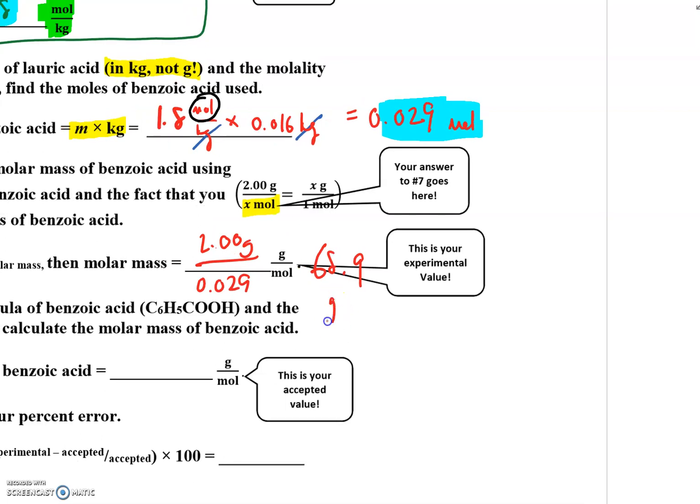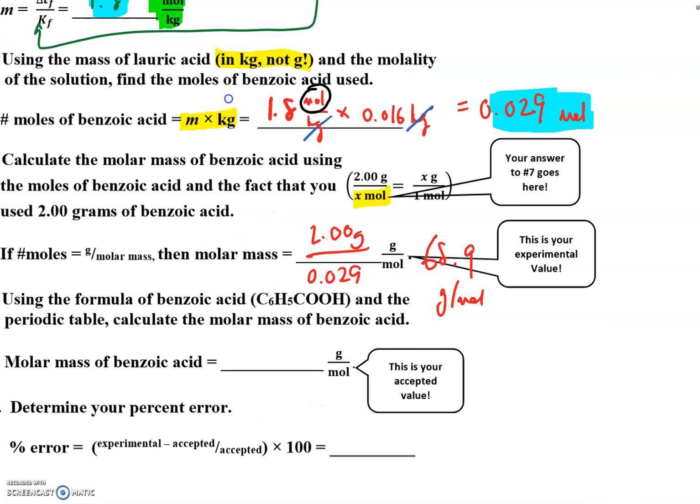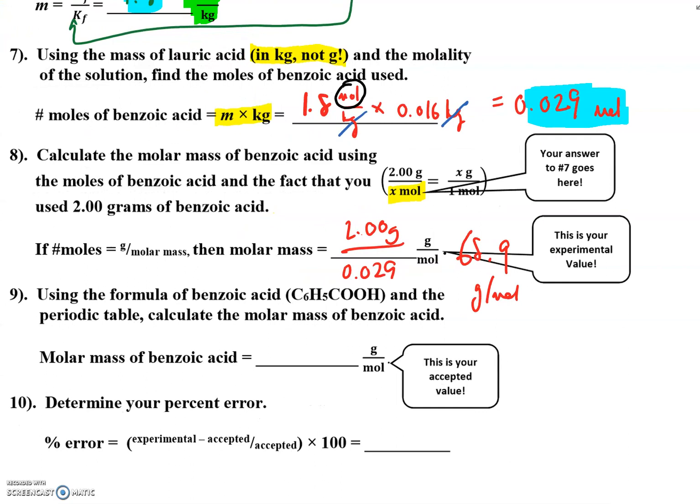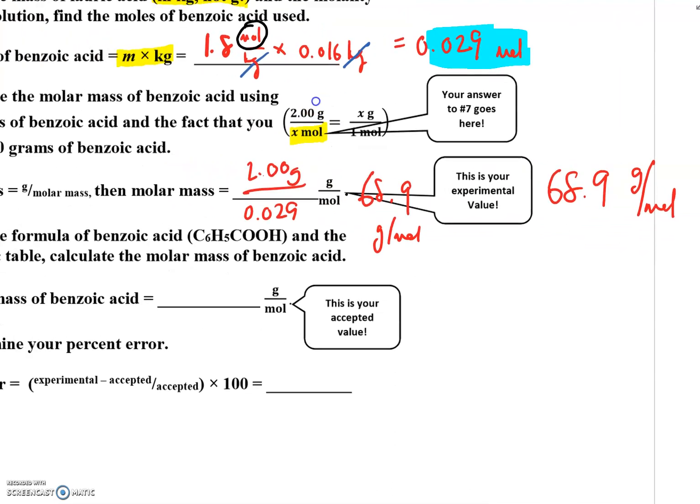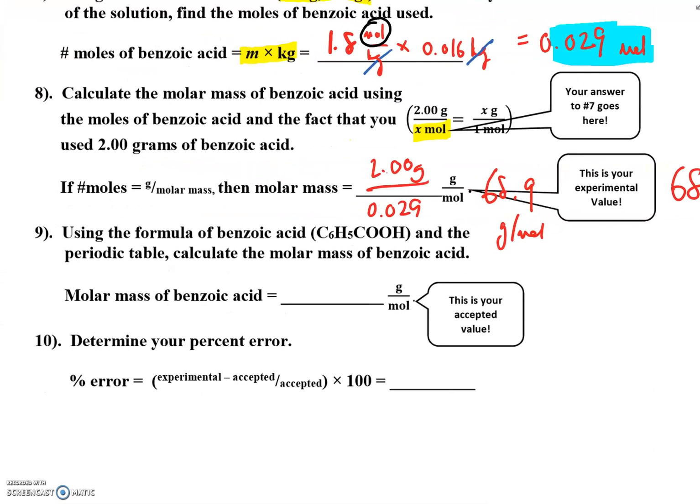68.9 grams per mole. All right, this is our experimental value, 68.9 grams per mole, is what our data tells us is the molar mass. Now, we're going to compare that to the actual molar mass.